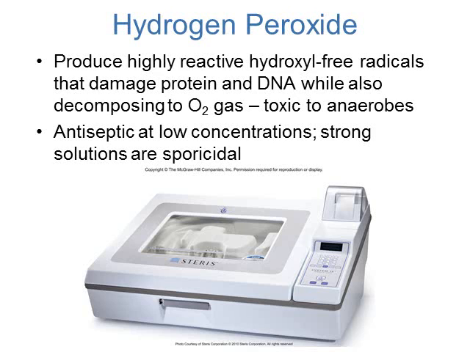Like I mentioned, it's an antiseptic at really low concentration, so the 3% hydrogen peroxide you buy at the store, you can use to clean wounds. And the stronger solutions are sporicidal, so they can be used to sterilize different types of equipment that may be sensitive to autoclaving, so sensitive to the high pressure, heat, or other methods.